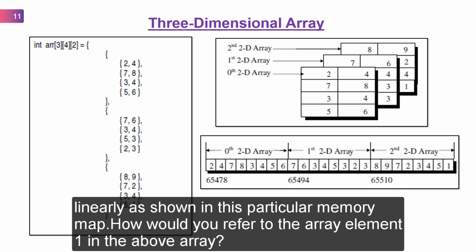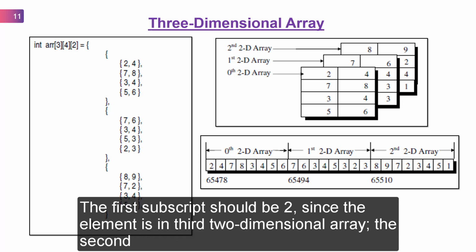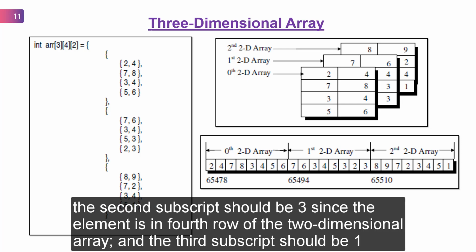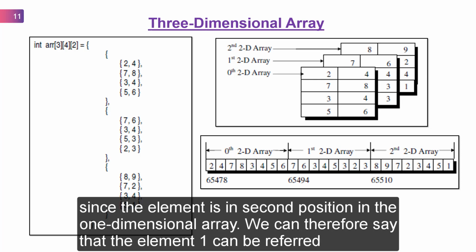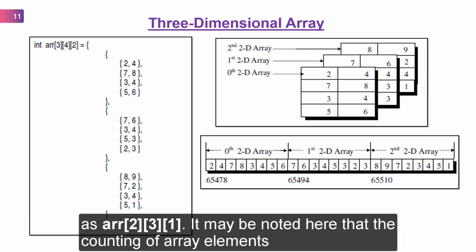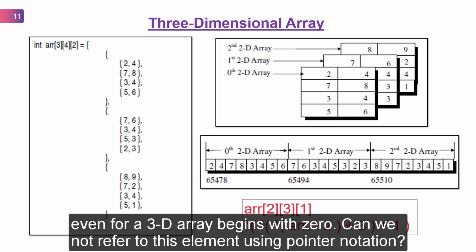How would you refer to the array element 1 in the above array? The first subscript should be 2, since the element is in the third two-dimensional array. The second subscript should be 3 since the element is in the fourth row of the two-dimensional array. And the third subscript should be 1 since the element is in the second position in the one-dimensional array. We can therefore say that the element 1 can be referred to as ARR[2][3][1]. It can be noted here that the counting of array elements, even for a 3D array, begins with 0.